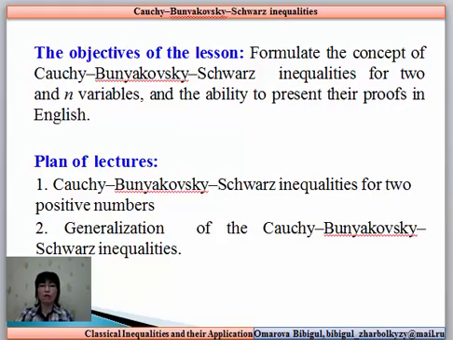The objective of the lesson: formalize the concepts of Cauchy-Bunyakovsky-Schwarz inequalities for two and n variables and the abilities to present their proofs in English. Plan of lecture: firstly, Cauchy-Bunyakovsky-Schwarz inequalities for two positive numbers. Secondly, generalization of the Cauchy-Bunyakovsky-Schwarz inequalities.